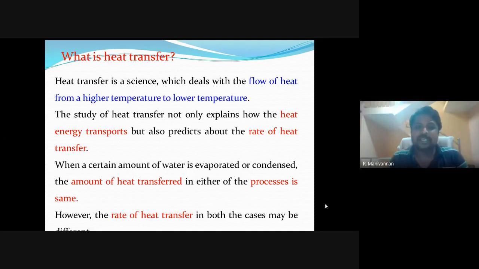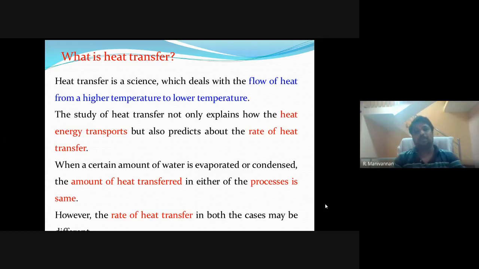So the heat energy is getting transferred, and this particular transfer will always take place from higher temperature to a lower temperature, and it will not get transferred from the lower temperature to the higher temperature. This is in accordance with the second law of thermodynamics. What does it state? It states that it is impossible to transfer the energy from a lower temperature to a higher temperature. Okay, so heat transfer is a science which deals with the flow of heat energy from higher temperature to a lower temperature.